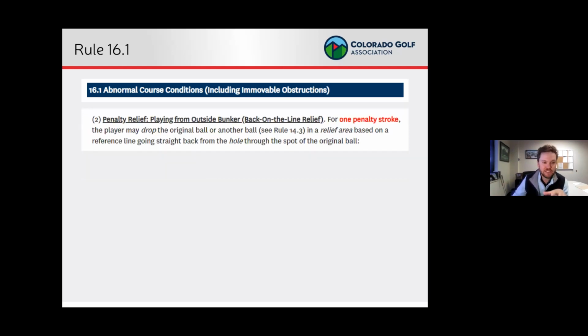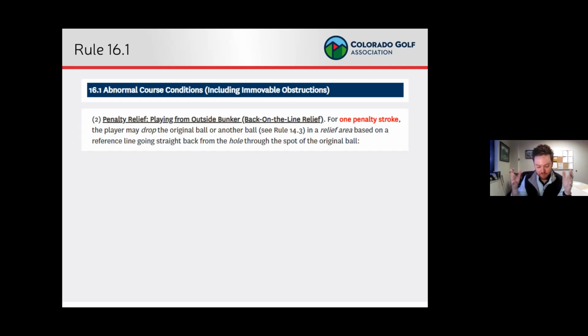And then the penalty relief in 16.1b or 1C2 says playing from outside the bunker, and this is back on the line. This is only back on the line. This doesn't include lateral. It's only for the back on the line relief procedure, which we've looked at a little bit along the way through earlier Rules Mondays. It says for one penalty stroke, the player may drop the original ball or another ball. When we're operating under 14.3, we can change out golf balls in a relief area, based on the reference line going straight back from the hole to the spot of the original ball.